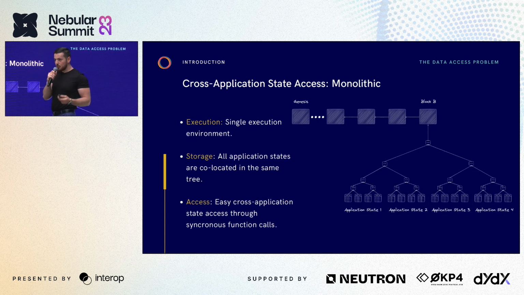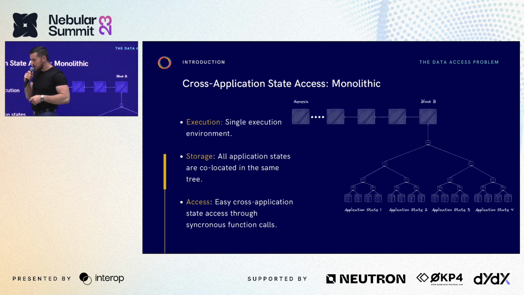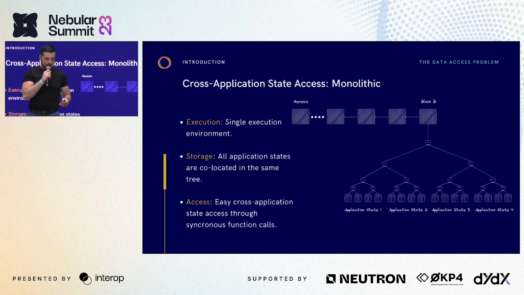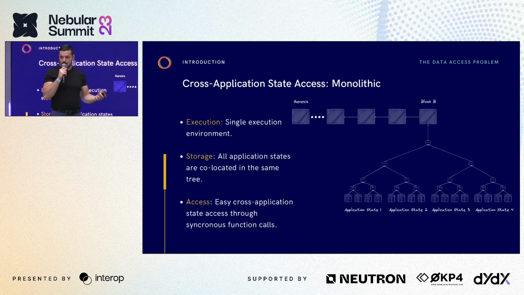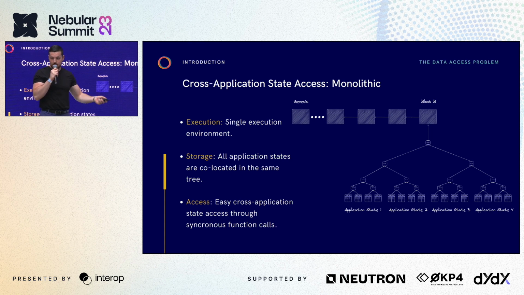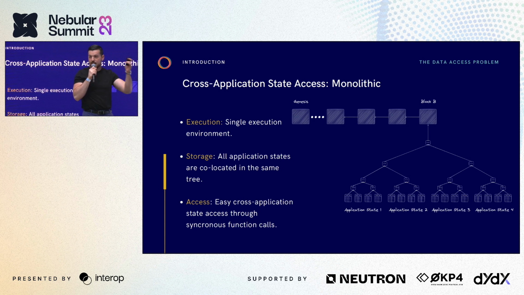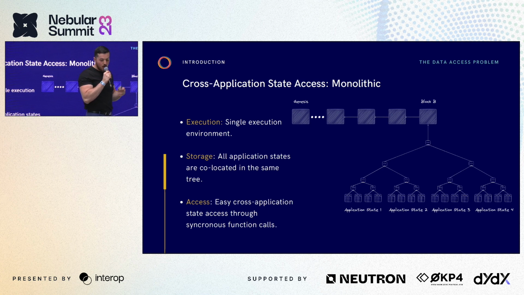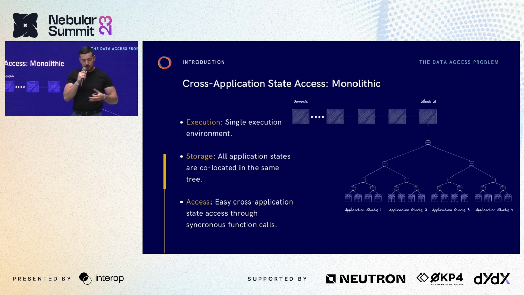Now, how does this work with cross-application state access? In the monolithic context, we typically have a single execution environment, right? The virtual machine of that chain. If you're on Ethereum, that's the Ethereum execution environment. If you're on a rollup, that's the rollup's execution environment. And if you're on a Cosmos chain, that is whatever the execution environment of that Cosmos chain is. All storage is in the same tree. If you're in Ethereum, that's the MPT tree. If you're in Cosmos, it's the IAVL tree. But everything is in the same data structure and the same block header. Access is therefore simple. You're basically having all your data co-located in the same place.